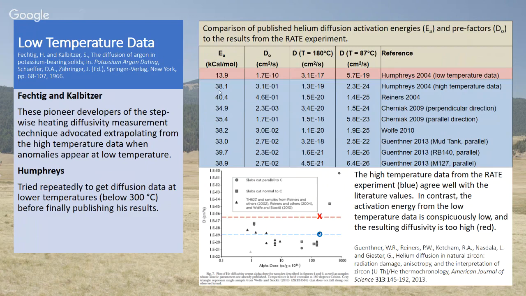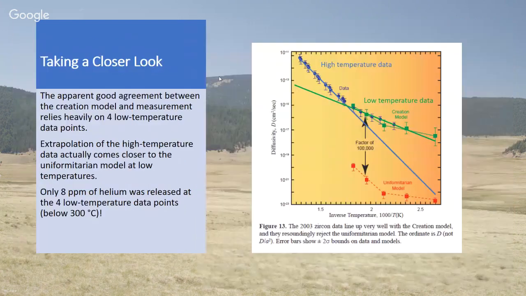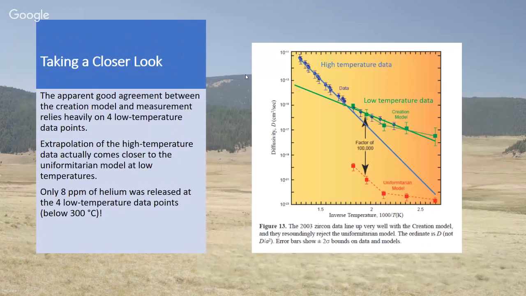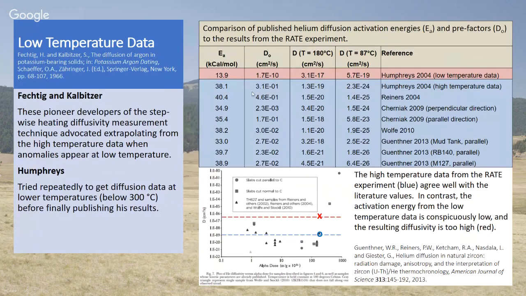And what I've done here is, from the data, you can extract a diffusion prefactor and an activation energy. And if you just look at the activation energy, and if you go back to this slope here from the low temperature data, you get a number around 13.9 kilocalories per mole. If you extract that activation energy from the high temperature data, which is what Fechtig and Kalbitzer say you should do, you get an activation energy of 38.1.